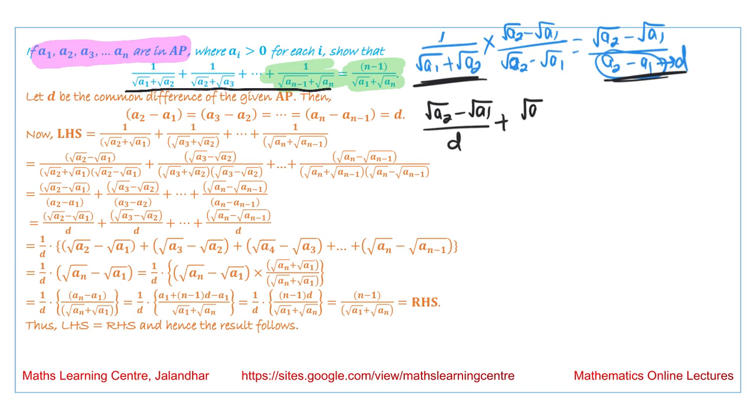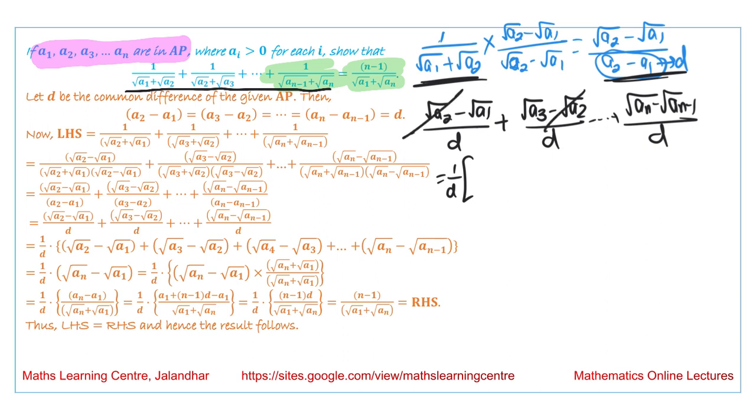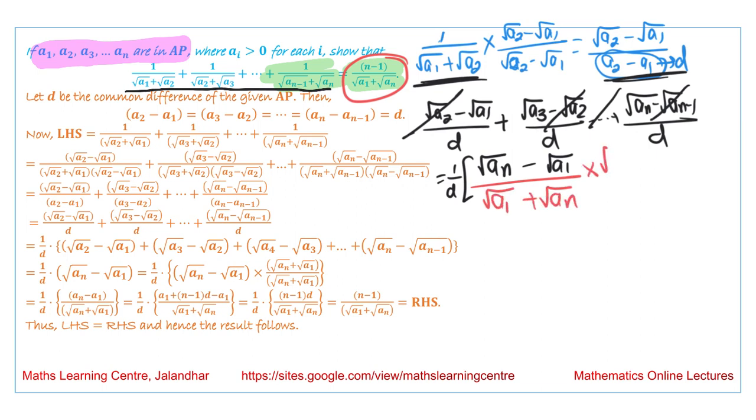Next term will be (√a3 − √a2)/d, and so on up to plus (√an − √a(n−1))/d. So if we write 1/d common, a2 gets cancelled with a2, a(n−1) gets cancelled over here, and we are left with √an − √a1. Now we require the answer in this form, so we are writing it as (√a1 + √an)(√a1 + √an).